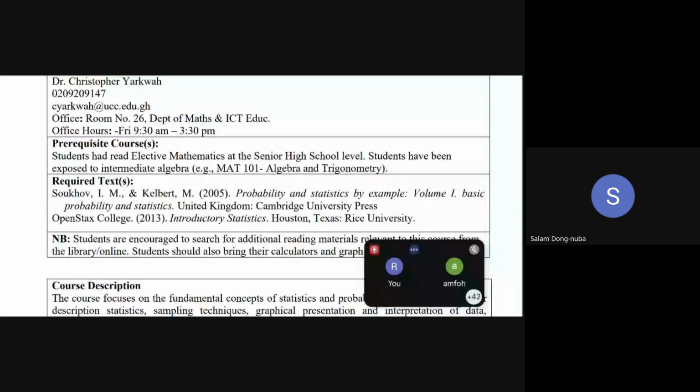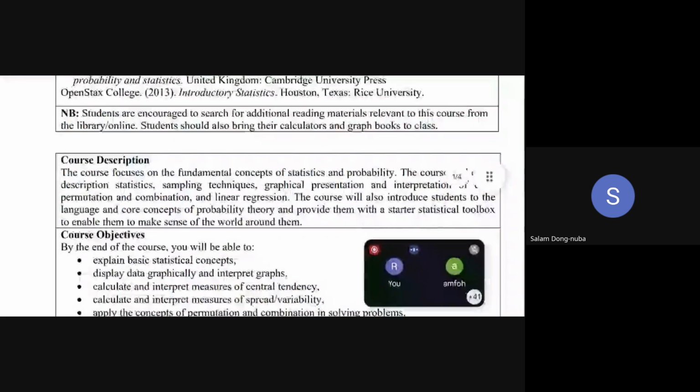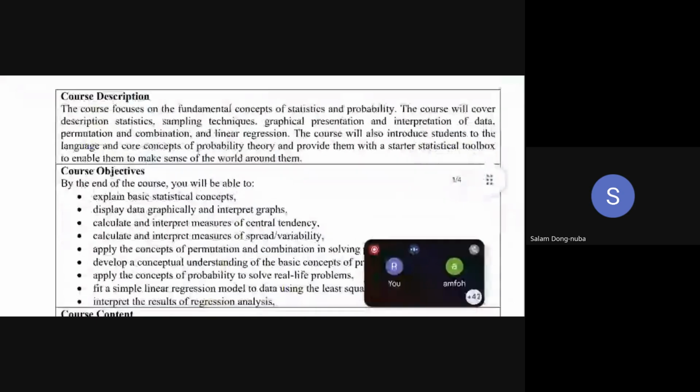So we have Kelbert M 2005, Probability and Statistics, Volume 1. You can download them. If you also have your personal stats book that can be of help, you can also use it. It's even stated here that students are encouraged to search for additional reading materials that are relevant to the course. You can do that online or go to libraries and use them. Then you should also have your calculators and your graph books ready with you.